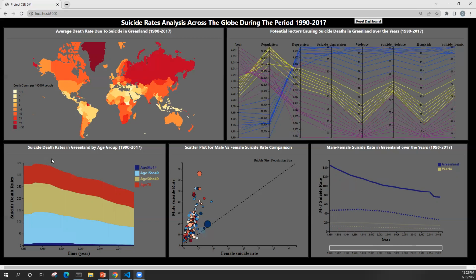Also, from this graph, we can see that the overall trend in suicide rates in Greenland is decreasing, and the most number of suicides are done by people from age 50 to 69.